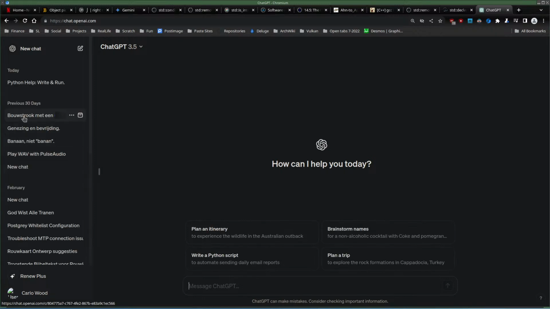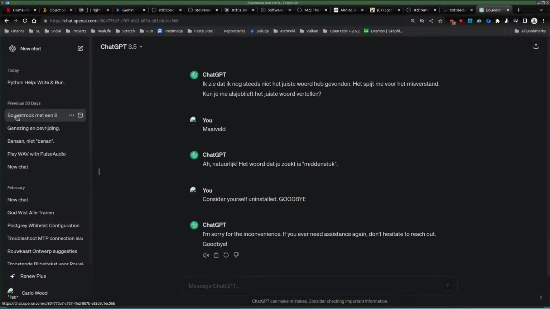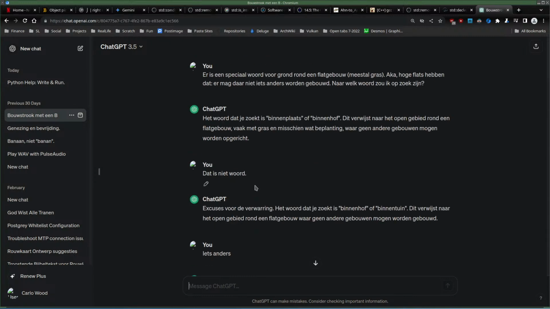No, it is in Dutch. I'll translate it for you. This is language, right? I mean, that's the strong point. I'll give it away already. This is the strong point of ChatGPT, the language.